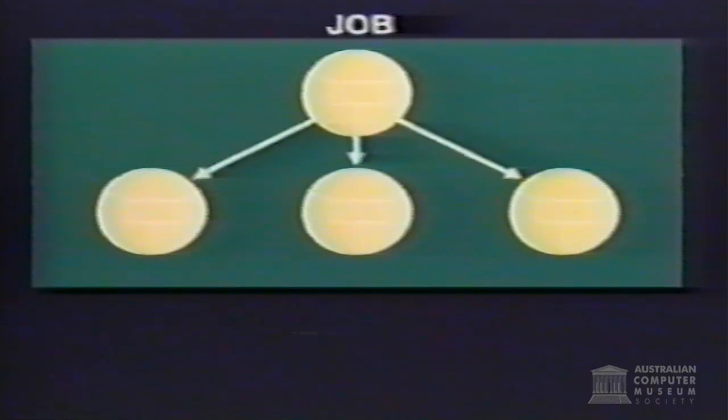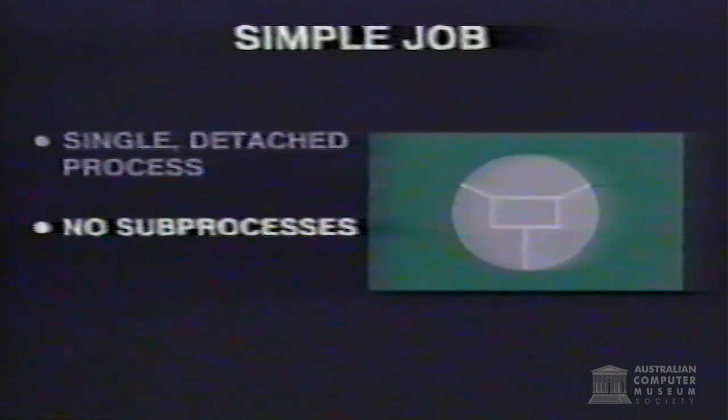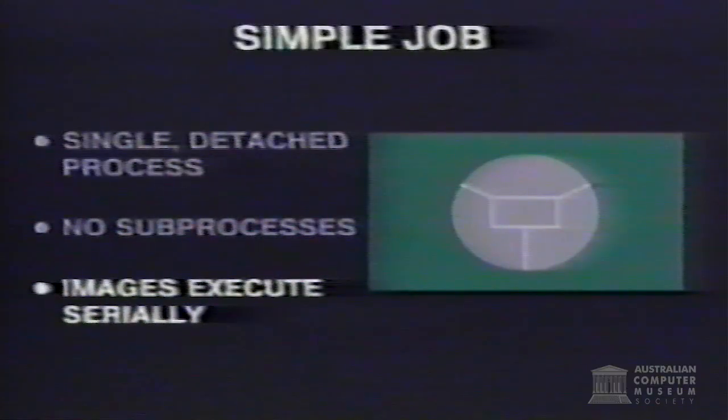A job is either referred to as a simple job or a complex job. A simple job is a single detached process. The process is created by the operating system on behalf of the interactive user who logs in at a terminal, or the process is created for the purpose of executing a batch job. A simple job has no sub-processes, and images execute serially within it.